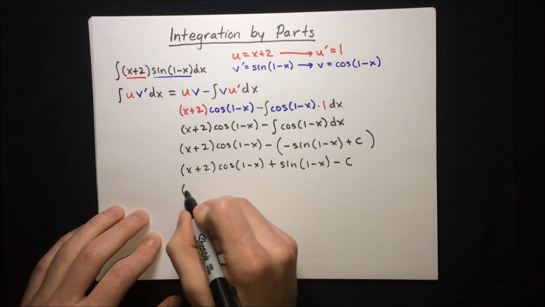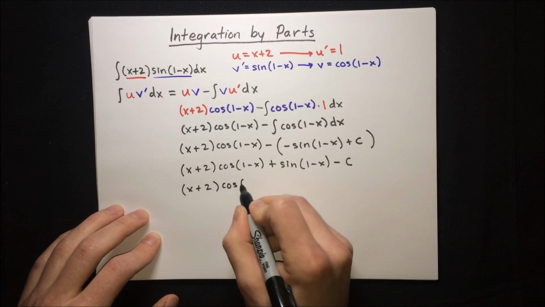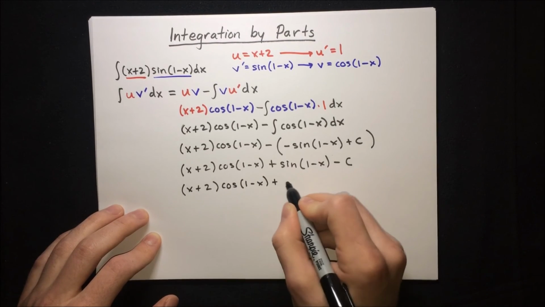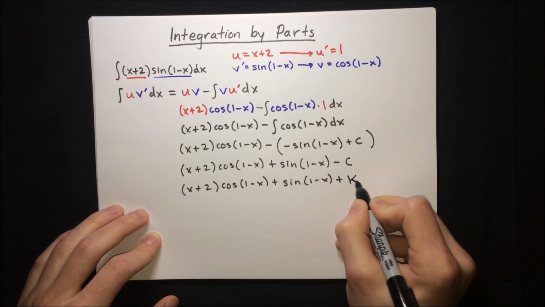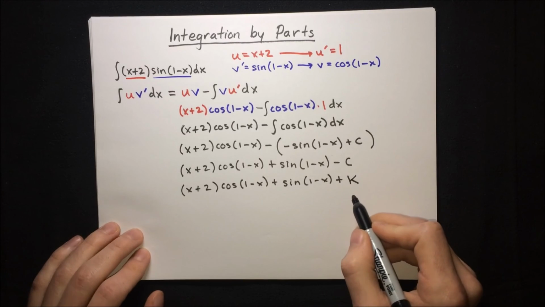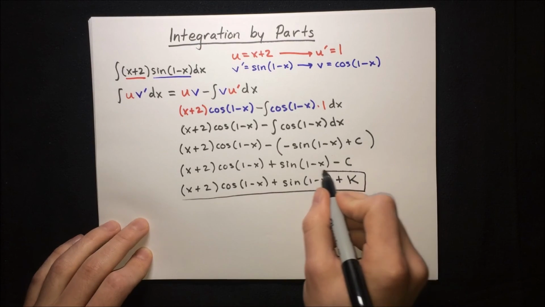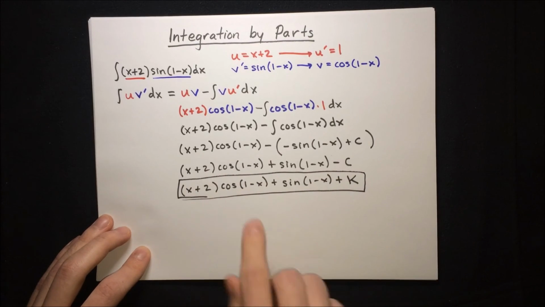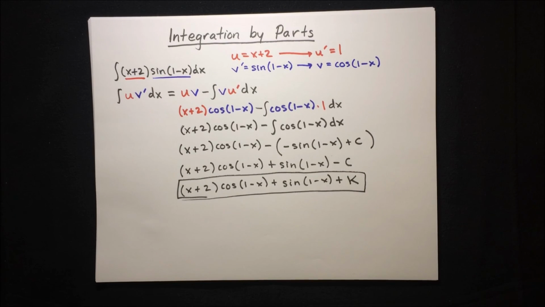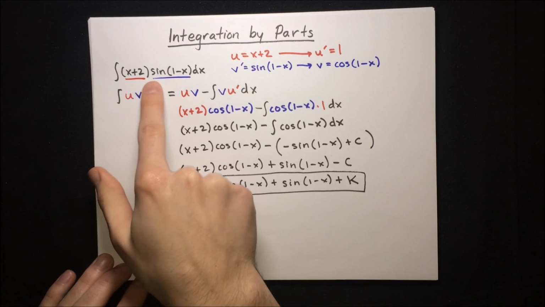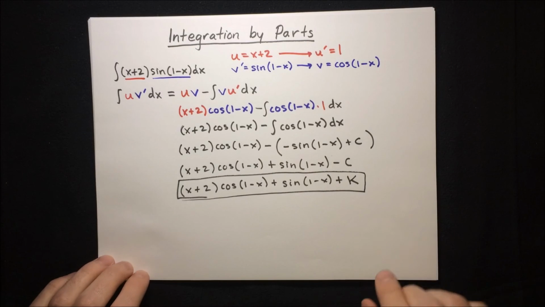And then just to clean things up a tiny bit, let's write it as plus a constant. So we'll keep all of our other terms, then plus sine 1 minus x, and then we'll just write plus k for some other constant, because minus c is just a constant, so we can just call that k. And then that is our solution to the initial integral that was really hard to solve. Using integration by parts, we solved that integral. This was somewhat of a tricky example, but in the future, we'll see how to apply integration by parts to integrals which are even more complicated. It's a pretty useful tool.